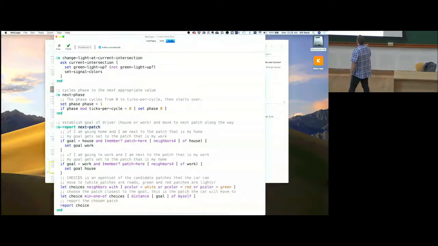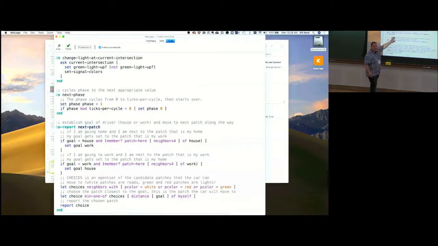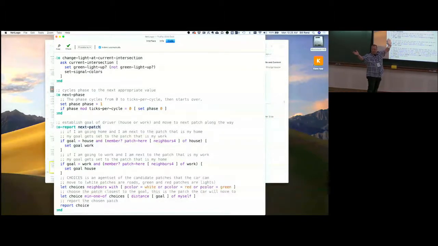So it says if goal equals house, and I'm here, then set my goal to work. So if I'm at home, then I'm at home, I don't need to do anything. Set the goal to work. If my goal equals work, and I'm here, then set my goal to house.